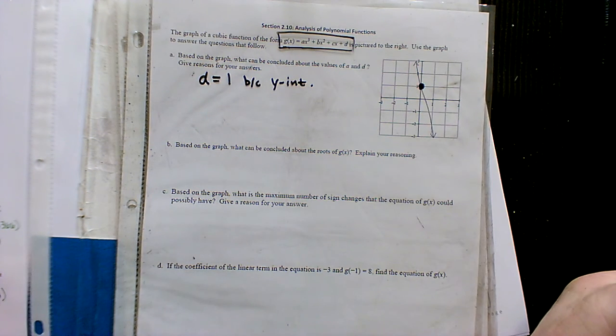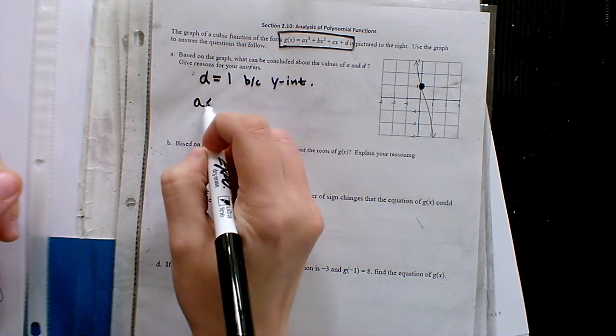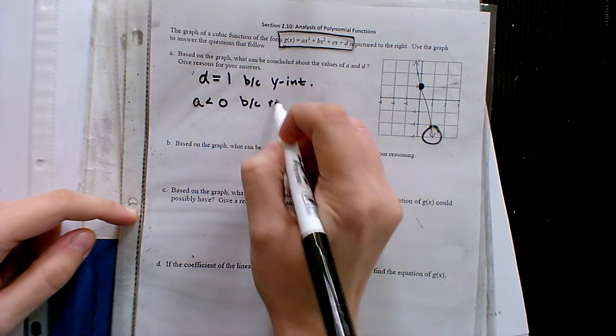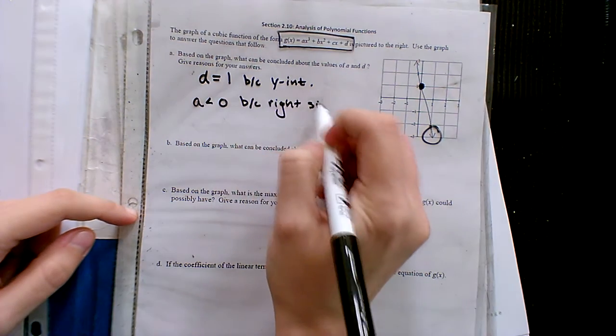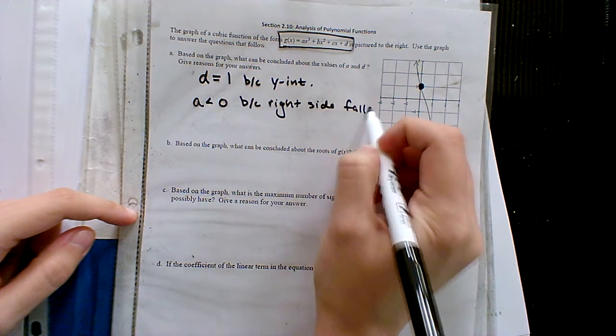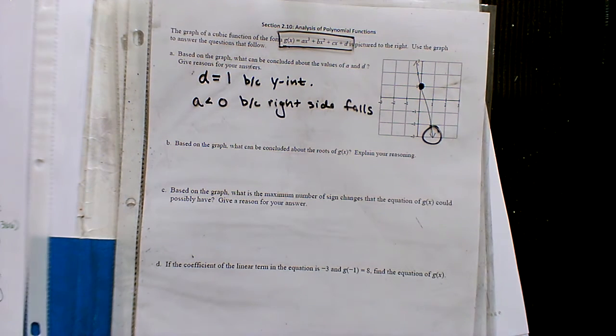It's negative. How do you know A is negative? Because the right side goes down. Right side falls. Good. So we know D exactly, and we know something about A. We'll eventually try to figure out what A is, but at least we know it should be negative. So far, so good.